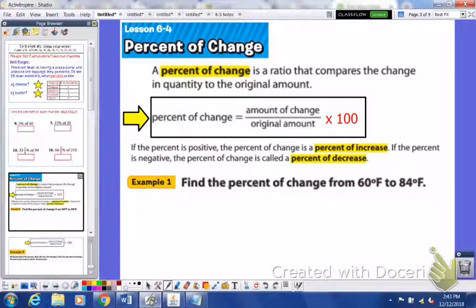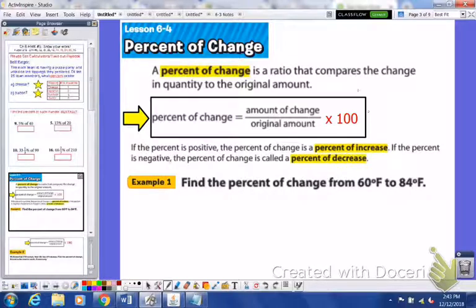Lesson 4, we're talking about percent of change. Again, we're talking about percentages here. So vocab for you. A percent of change is a ratio that compares the change in quantity to the original amount. So we have our formula here. Percent of change equals the amount of change over the original amount, then times 100.